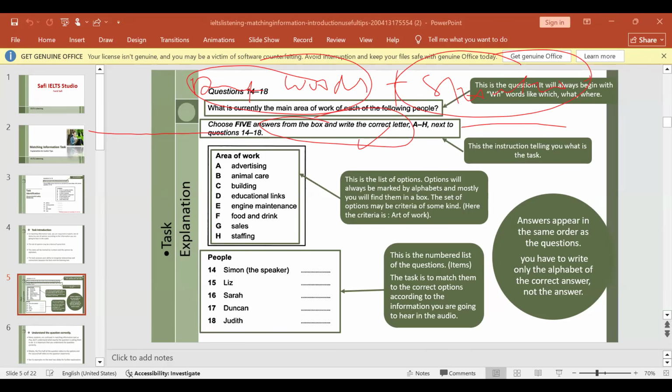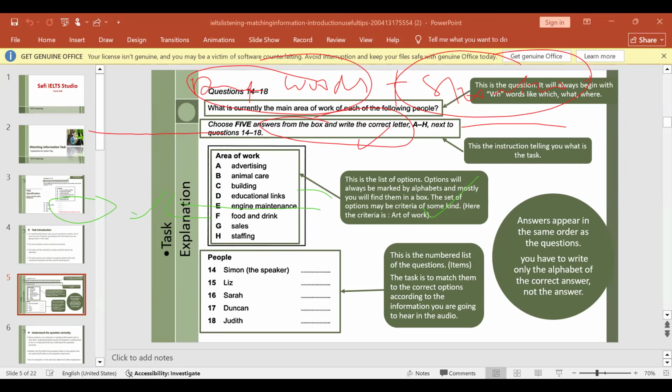Wording means they can use what? Synonyms. For example, the question talks about "interested in," but the audio never says "interested." What if a student waits for the speaker to repeat exactly the same words like "interested in"? You are just wasting your time. But in fact, the audio says "finds it fascinating." "Finds it fascinating" and "interested in" both give you exactly the same meaning.